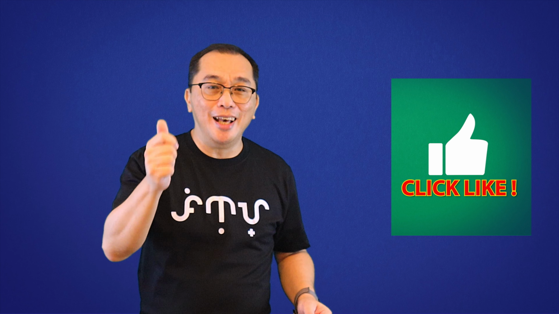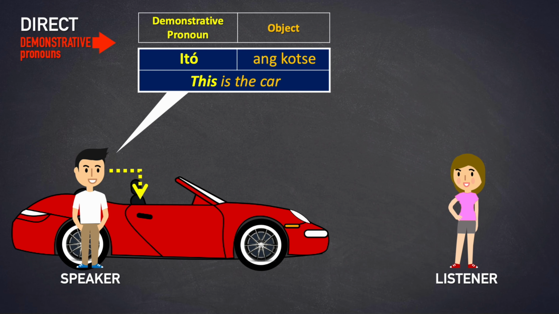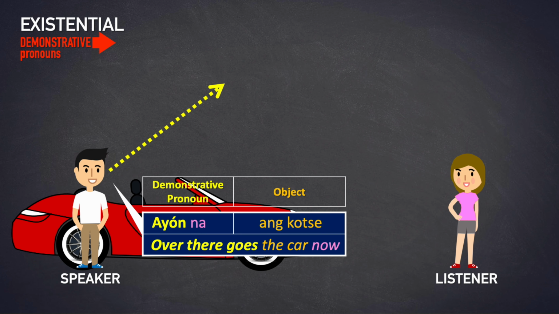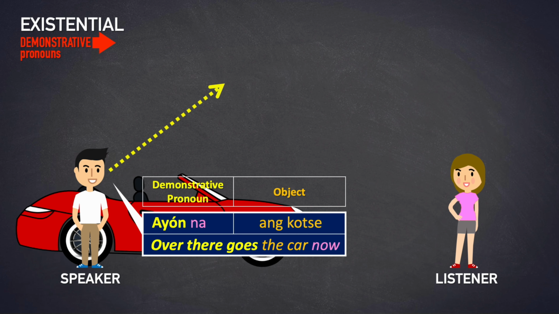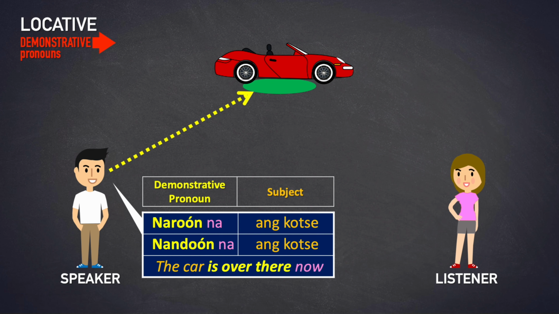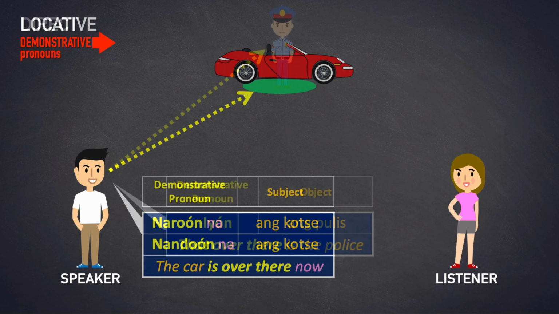Alright? Now, let's have some more sample sentences. Ito ang kotse. This is the car. Narito ang kotse. Nandito ang kotse. The car is here. Ayon na ang kotse. Over there goes the car now. Naroon na ang kotse. Nandoon na ang kotse. The car is over there now.